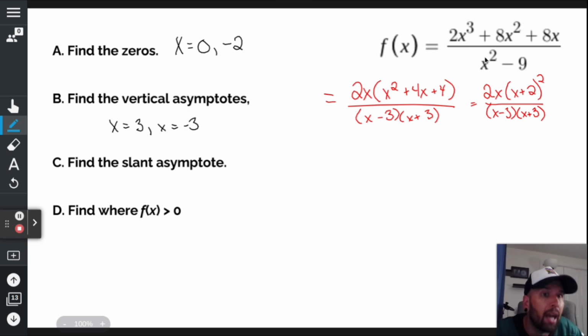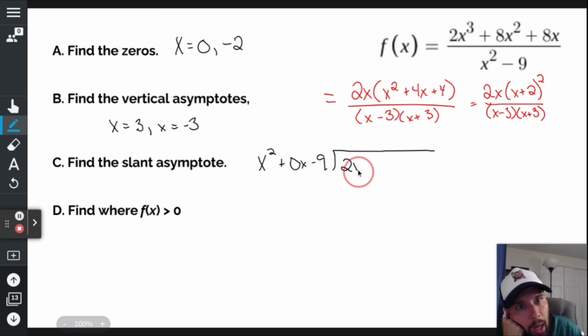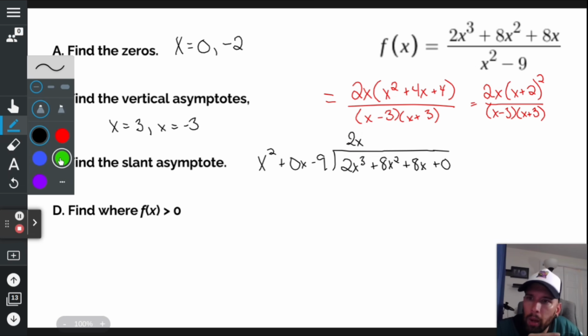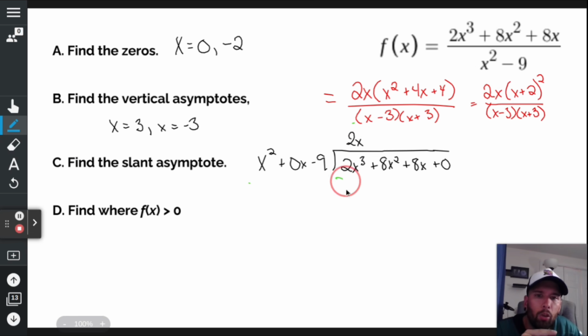Well, since this guy's bigger than that guy, I'm going to have myself a slant asymptote. So let's do x squared minus 9. But I have to remember 0x minus 9. Not going to make that mistake again. And I'm going to divide the original guy here: 2x cubed plus 8x squared plus 8x plus 0. x squared times what is 2x cubed? 2x. Okay, multiply 2x to this whole thing. 2x times x squared is 2x cubed plus nothing, x squared.